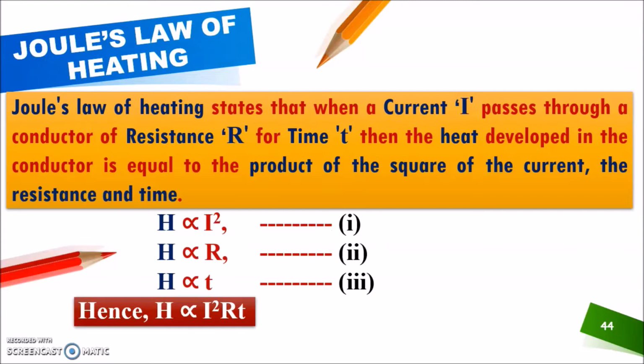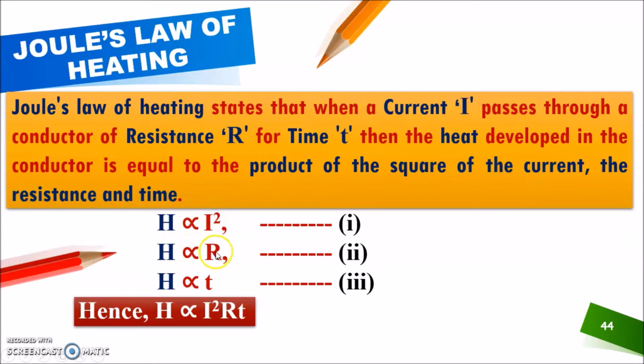Okay, so what is Joule's law of heating? Joule's law of heating states that when a current I passes through a conductor of resistance R for time t, then the heat developed in that conductor is equal to the product of the square of the current, the resistance, and time.